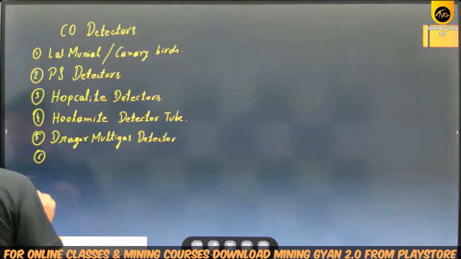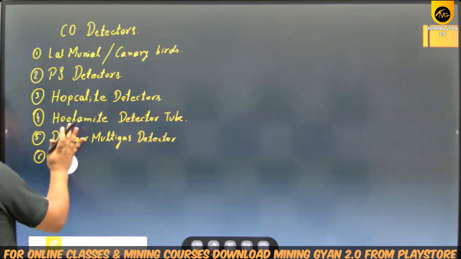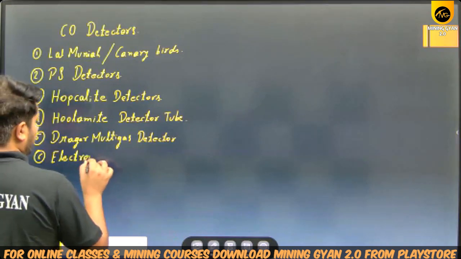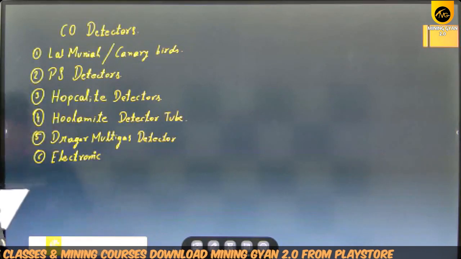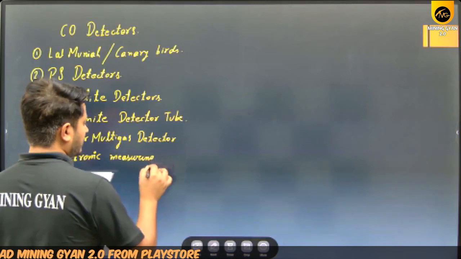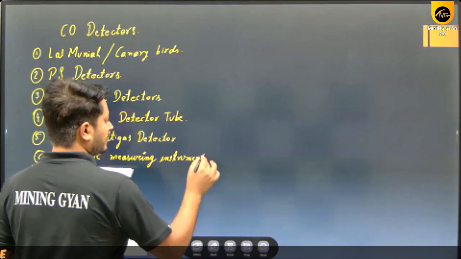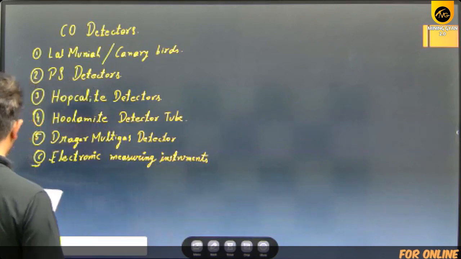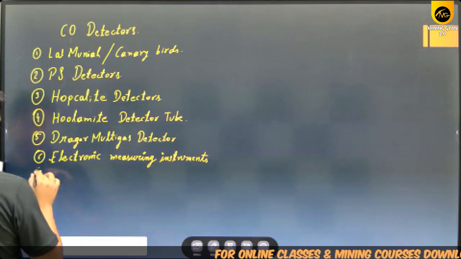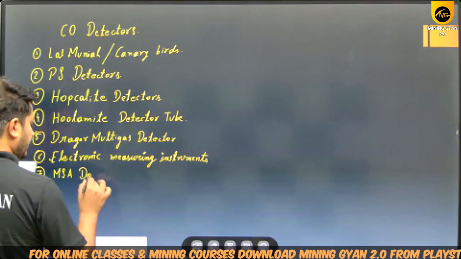Sixth one is electronic measuring instruments. Next, seventh, MSA detectors.